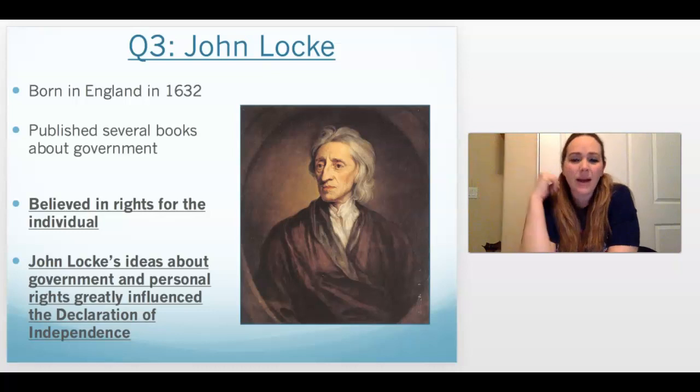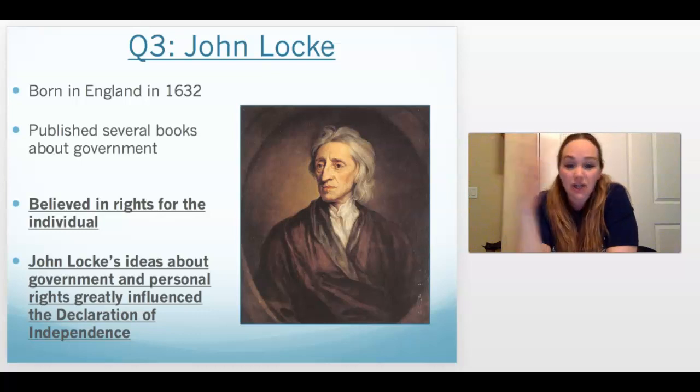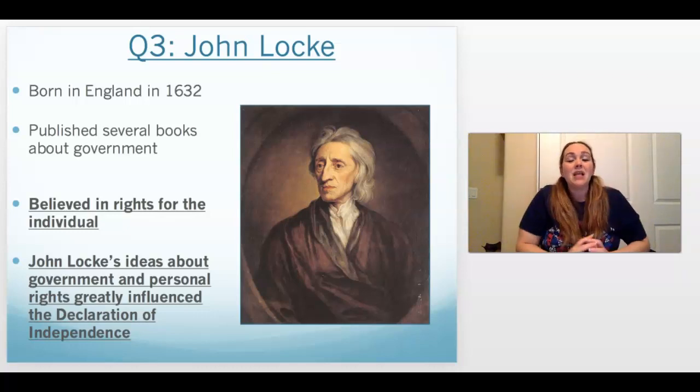Q3, John Locke, write it down, highlight it yellow. All right, so John Locke, one of the most famous philosophers, thinkers, movers, and shakers that came out of this Enlightenment period. He is English born, born in England in the 1630s. He ultimately, over the course of his life, will publish several books about government. And he is very famous, especially in the United States, for some things that he believes in, that he spreads and makes popular, that we value as Americans.